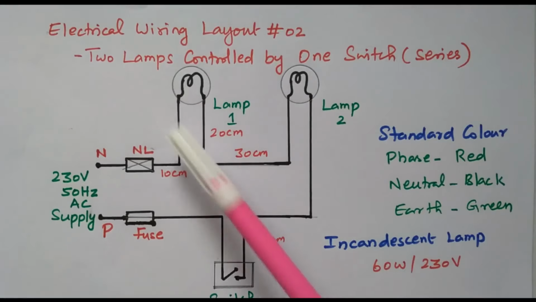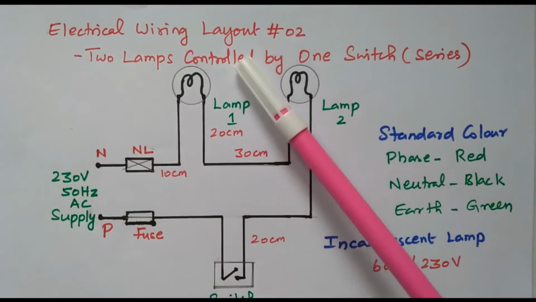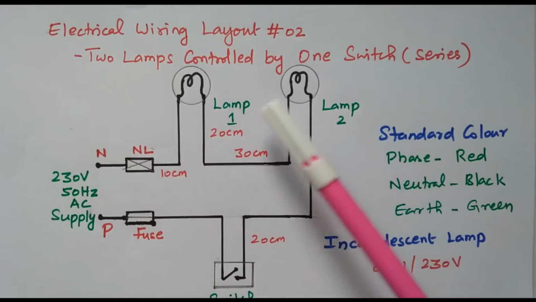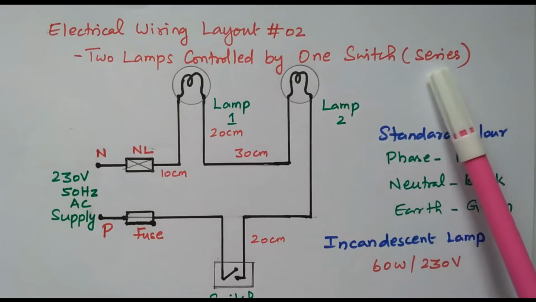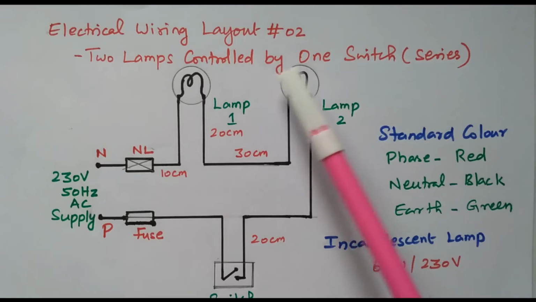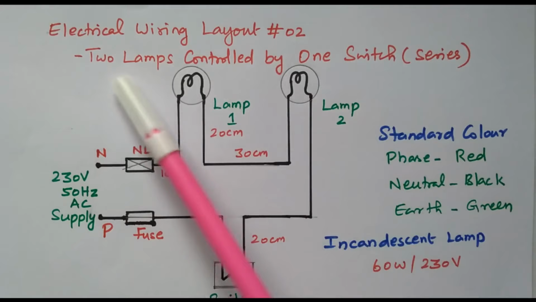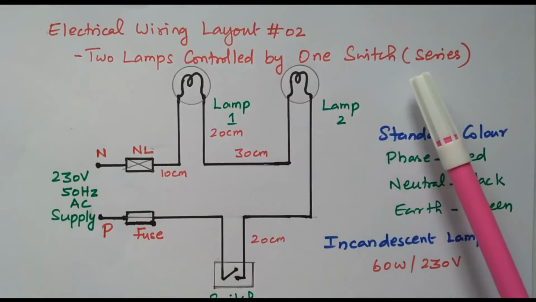Welcome viewers. In this video, we'll see the electrical wiring layout. Second topic, two lamps controlled by one switch. The lamps are connected in series. Only one switch controls the two lamps connected in series.